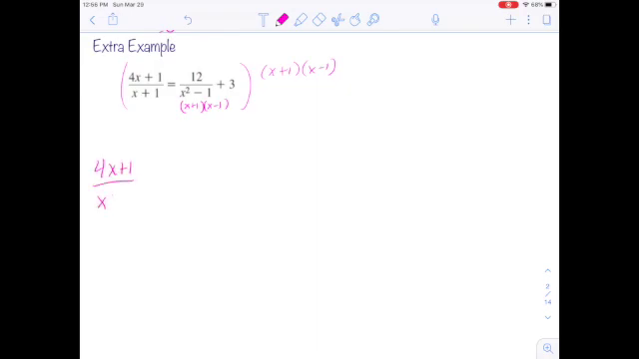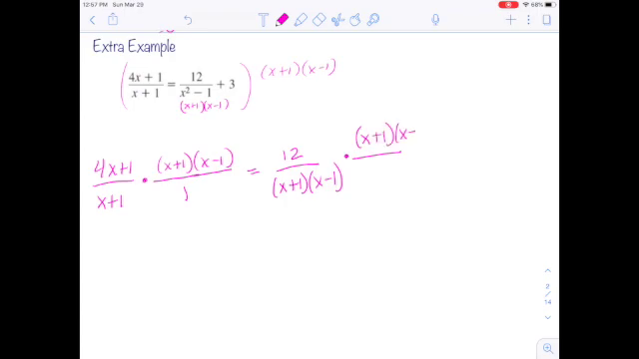So let's do it. We've got 4x plus 1 divided by x plus 1 multiplied by x plus 1 times x minus 1. I'm trying to show you every step here. You don't necessarily have to show all of this, but it just comes across better in the video. So here's the term. We're going to multiply by that denominator over 1 plus 3 times x plus 1 times x minus 1.